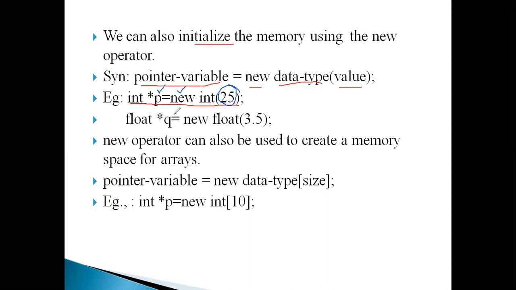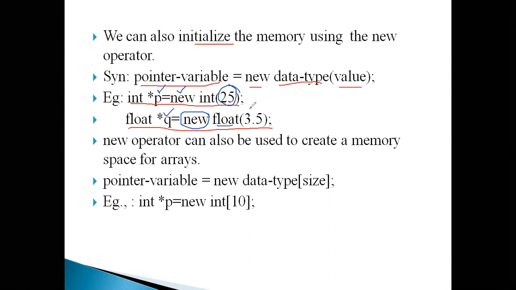Similarly, we specify one more: float pointer q is equal to new float of 3.5. Now observe here again. I first create the memory by means of new. I am creating the memory by means of new for q, that is a pointer variable of data type float.